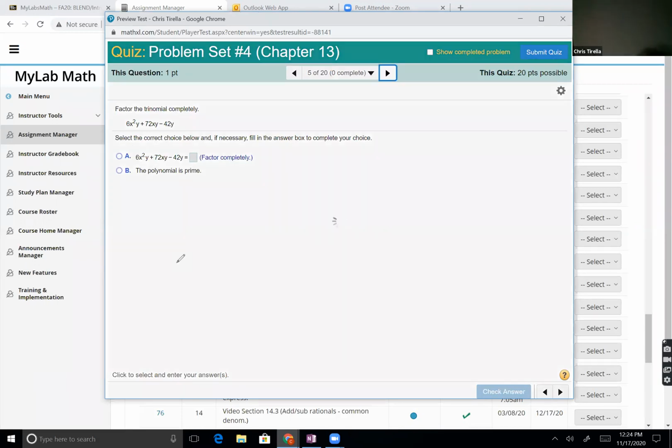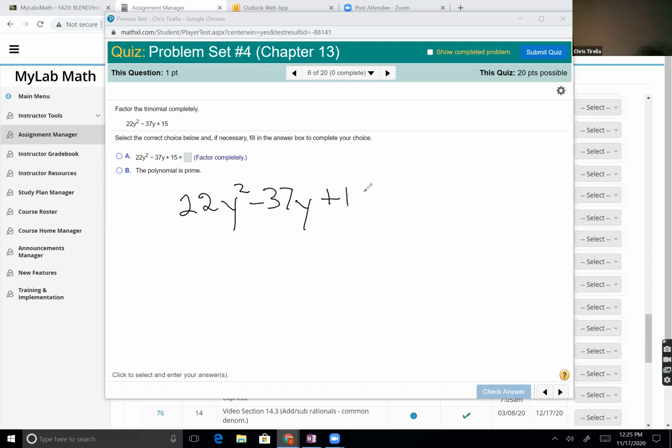Let's look at the next. Next says factor completely. And we've got 22y squared minus 37y plus 15. And I think here we could do trial and error.